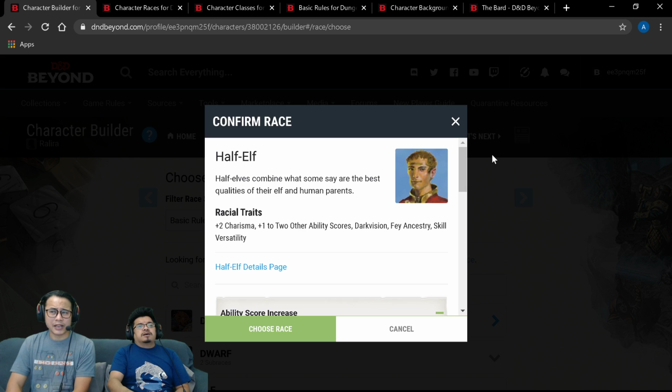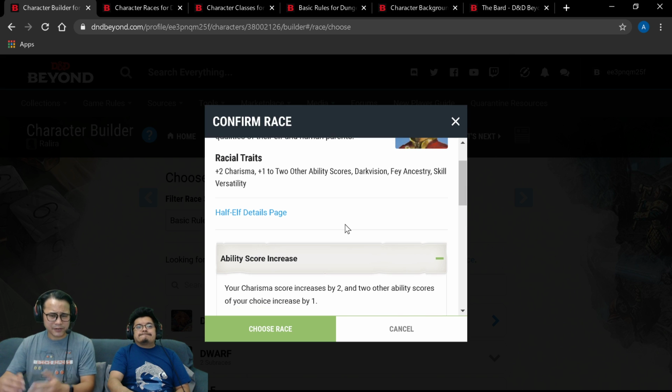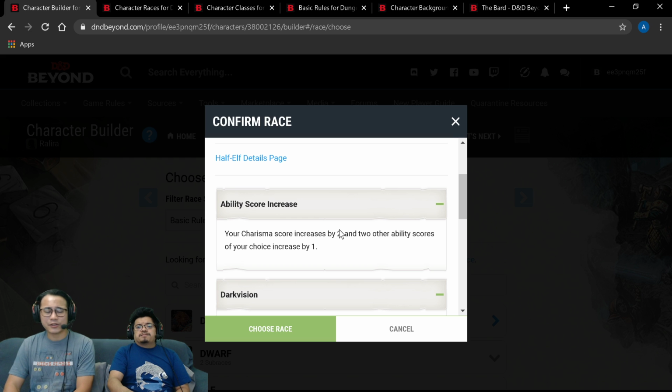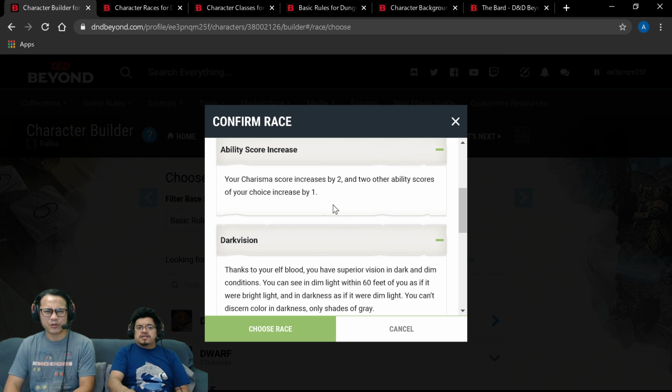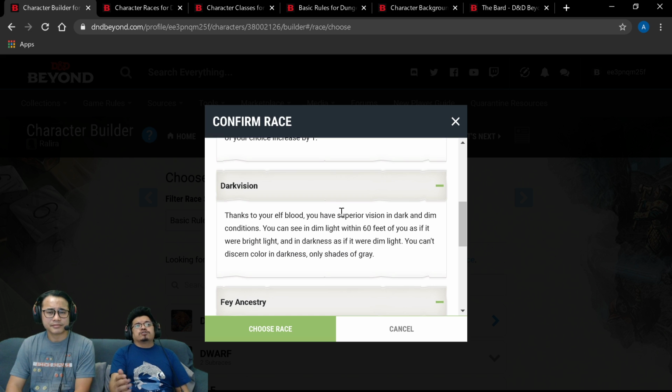And I know as a new player, it was kind of intimidating. Oh, I have to know all about these races. Yeah, and every one of them is special, and they have their own abilities. So these are the abilities of a half elf. Our charisma score is going to be increased by 2 naturally, and now we have the option of choosing 2 other ability scores that get a +1. We also have something called dark vision.